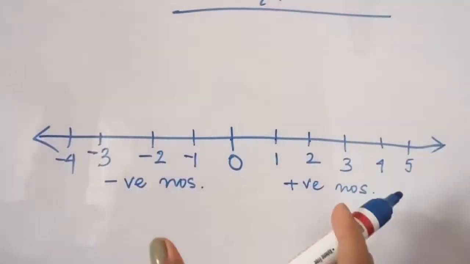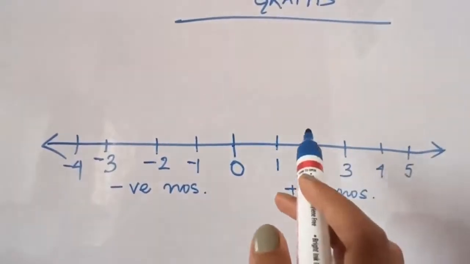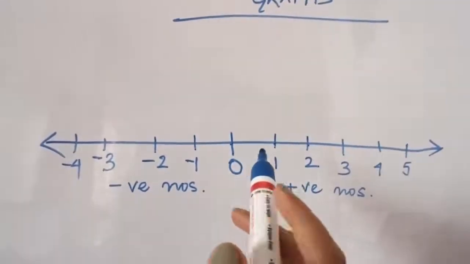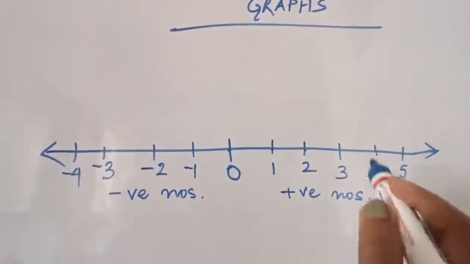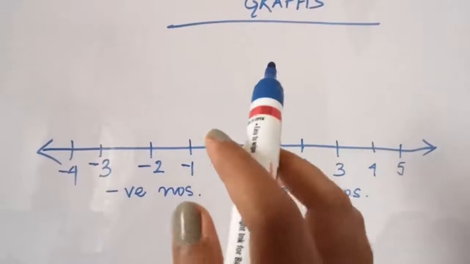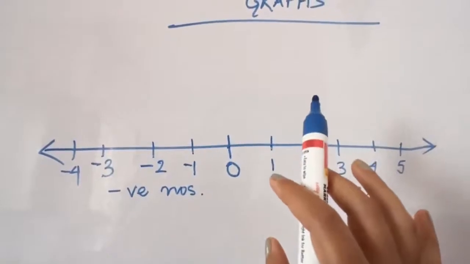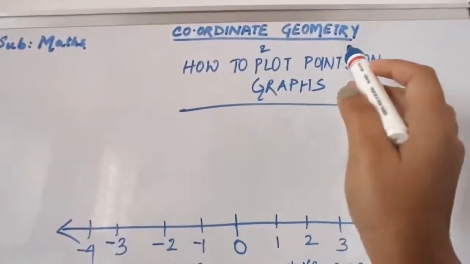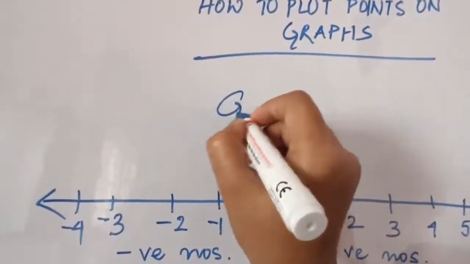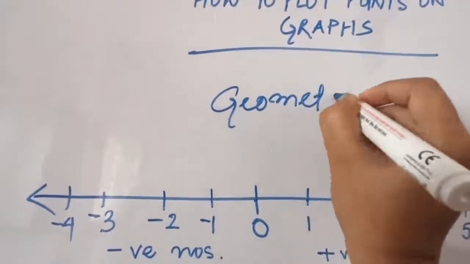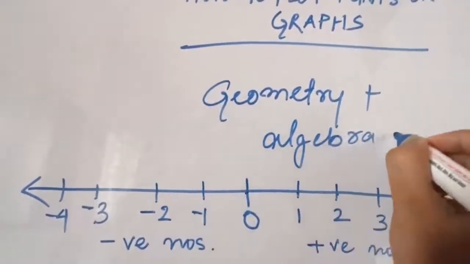Now when we use two number lines to indicate a particular point, what are the rules that we follow? All these things are written in a separate branch of mathematics which is known as coordinate geometry. Coordinate geometry is a combination of geometry and algebra. Geometry, you know, we have drawn all figures.